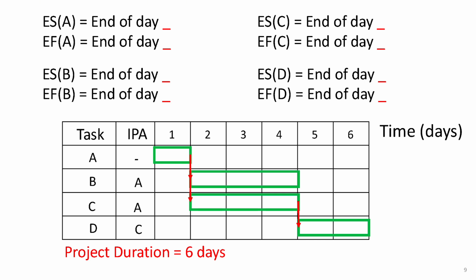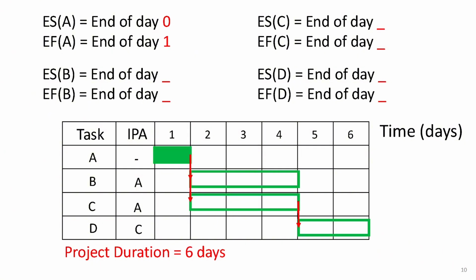Here, we have a bar chart schedule for a project with 4 activities. The immediate predecessors, IPAs, for each activity are listed in the second column. Now, let's analyze this schedule and determine the activity times. As mentioned earlier, in the precedence diagramming method, times are determined at the end of the day.